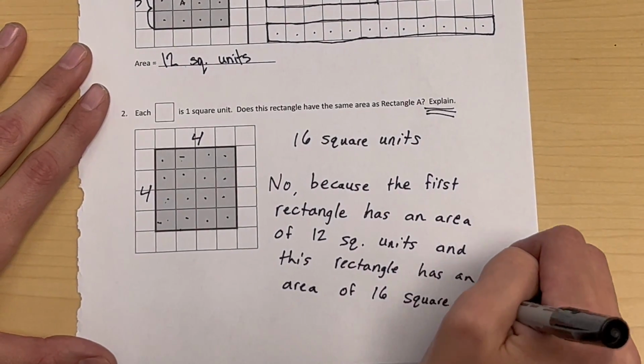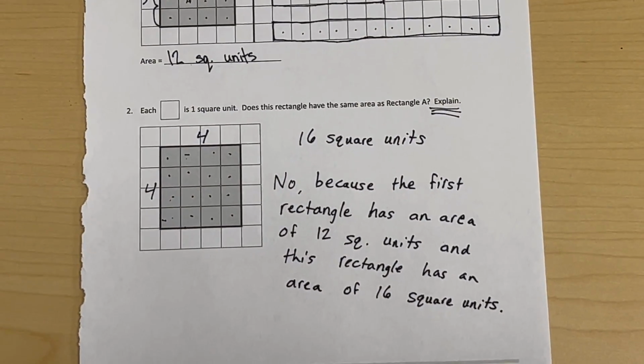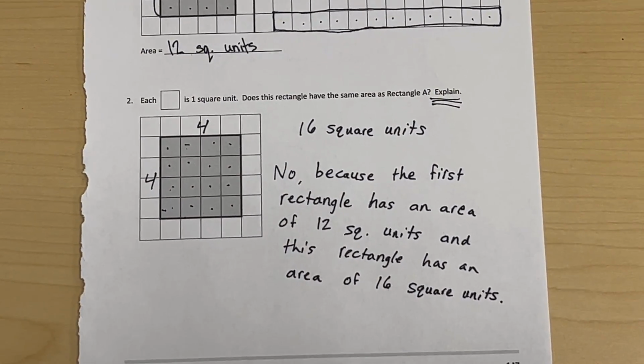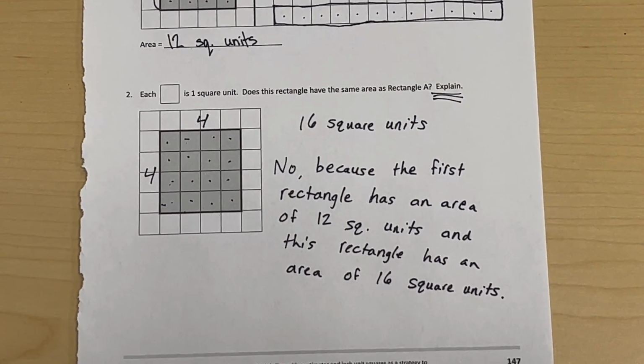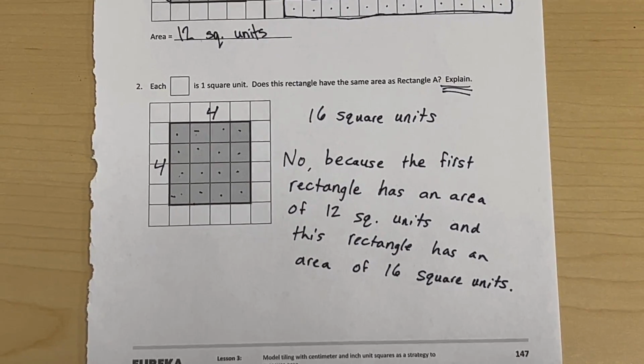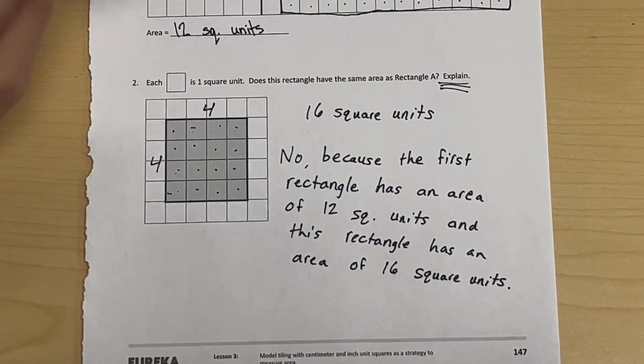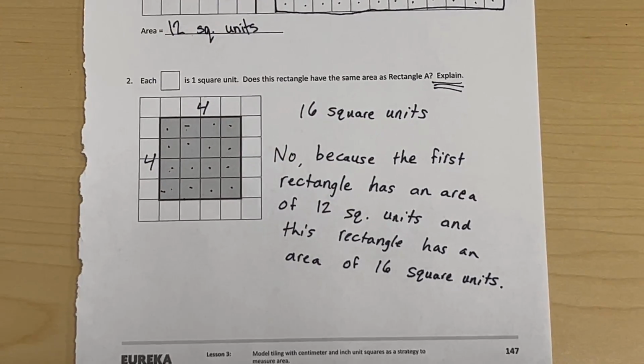You could also say something like 12 and 16 are not the same numbers, or the rectangle A has a smaller area because 12 is smaller than 16, or something like that. So does it have the same area? The answer is no, it does not, because 12 and 16 are not the same numbers.